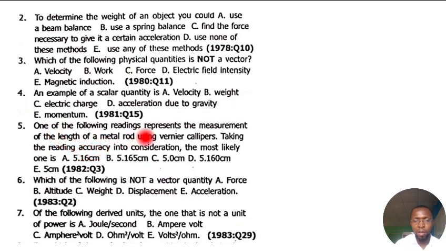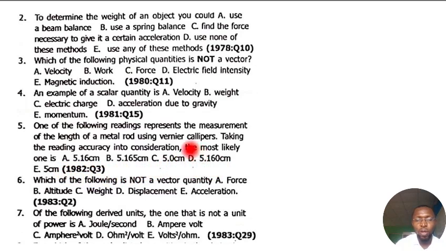Now we have another question here. One of the following readings represents the measurement of the length of a metal rod using a vernier caliper. All right. Vernier caliper is one of the instruments that you use to measure length. Aside from your meter rule, you can also use a vernier caliper to measure length. We use a micrometer screw gauge as well to measure length. Taking the reading accuracy into consideration, the most likely one is 5.16 centimeter, 5.165 centimeter, 5.0 centimeter, 5.160 centimeter, 5 centimeter.